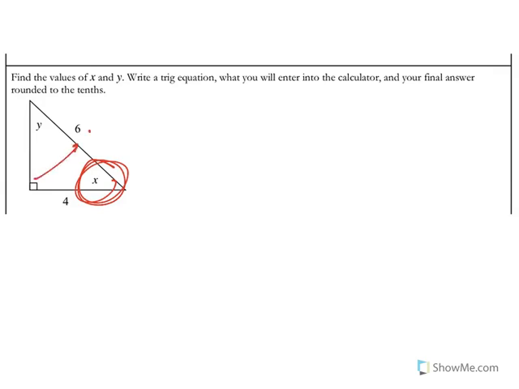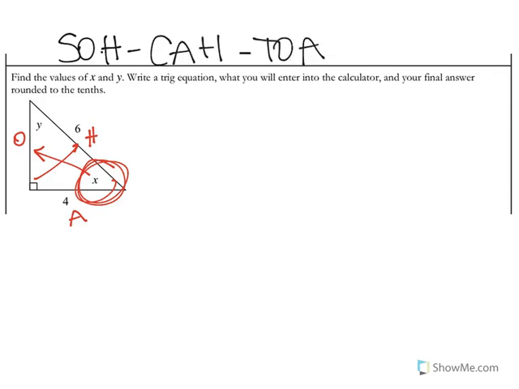Label our triangle. H, O, A. Oh, what I should have done was SOHCAHTOA. Bonus points if that's what you said when I said label the triangle. Write SOHCAHTOA at the top of your page. Based on SOHCAHTOA, which trig function can I use? Cosine. I have A and I have H. Cosine of x equals 4 over 6.